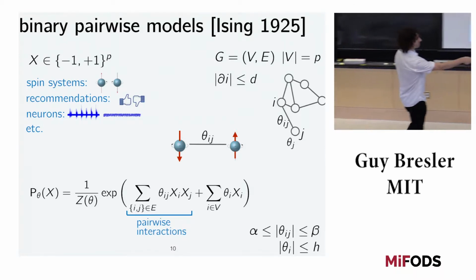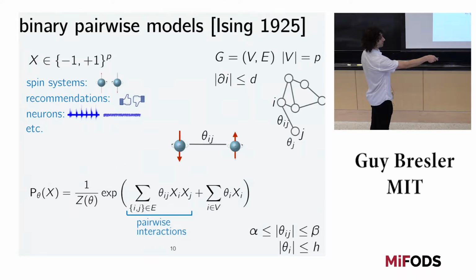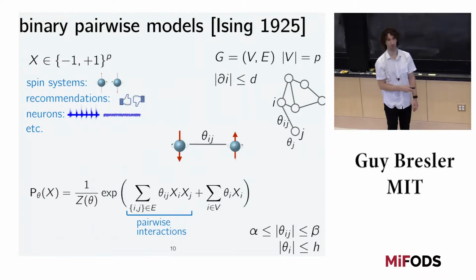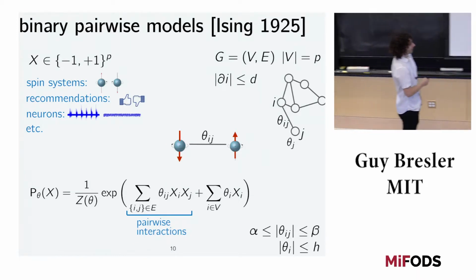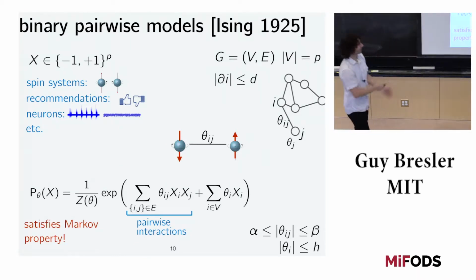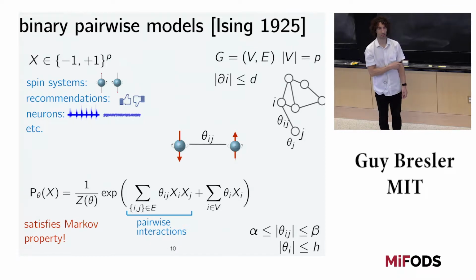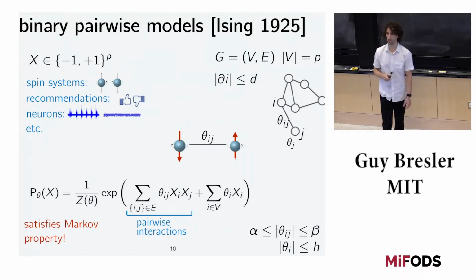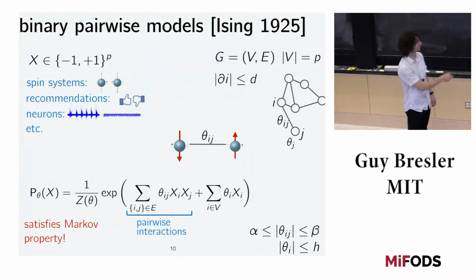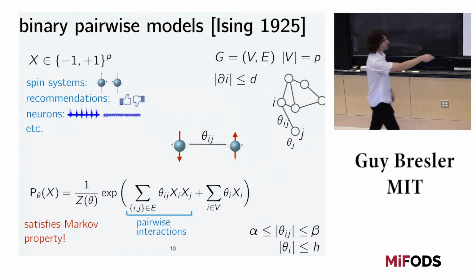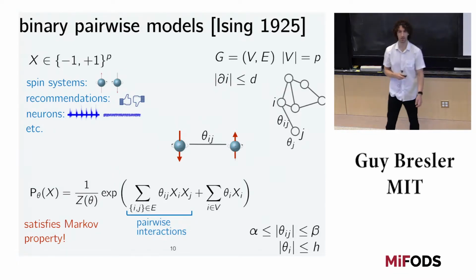I'm not going to worry too much about the node-wise parameter. This introduces a bias at each node, so you can ignore it if you want. And like I said on the initial slide, this sort of distribution satisfies the Markov property, due to the factorization structure. This is a product of pairwise potentials.